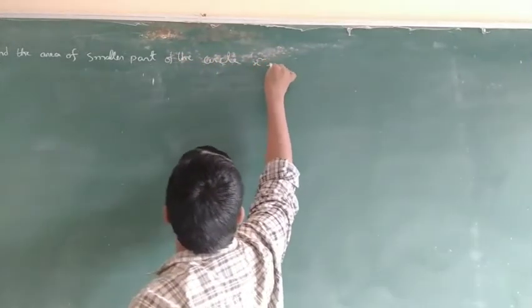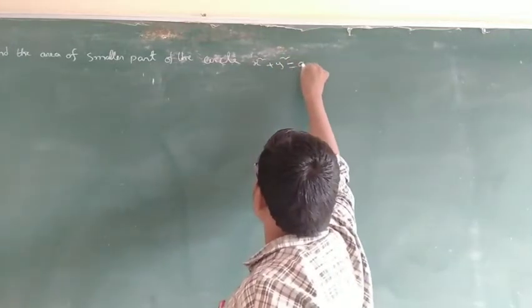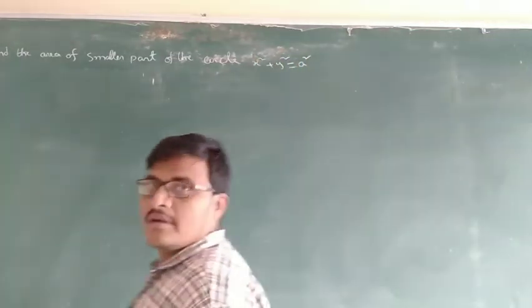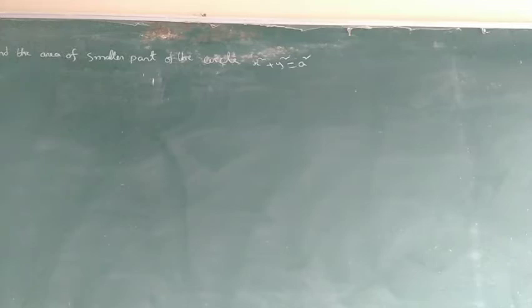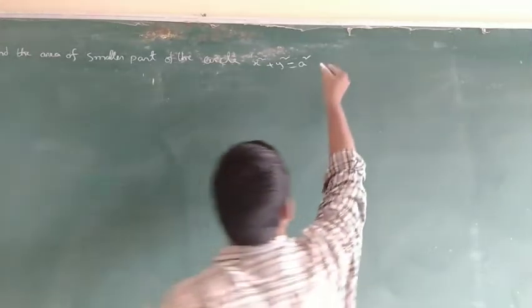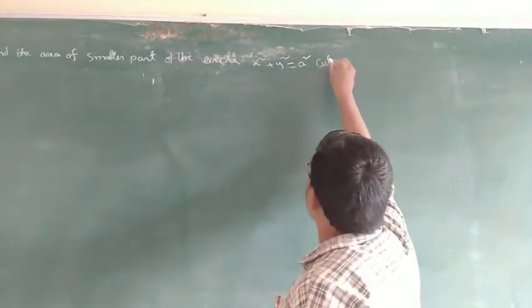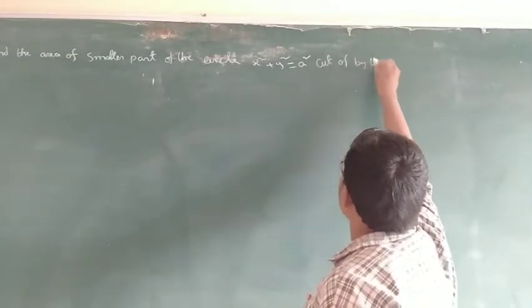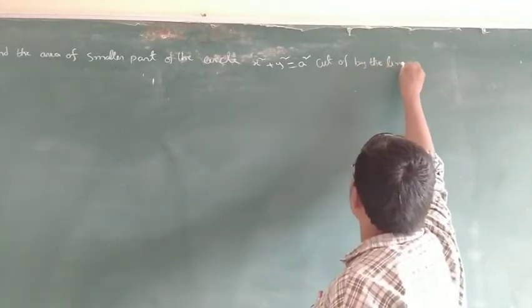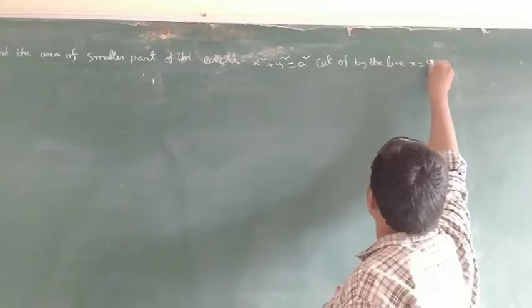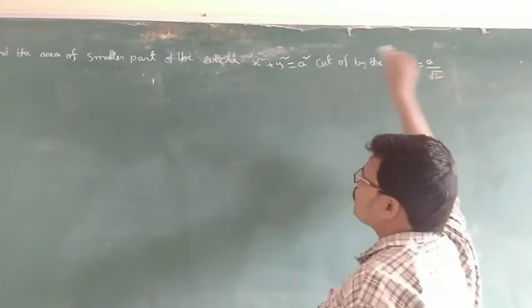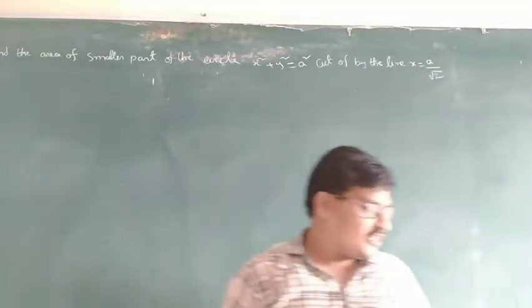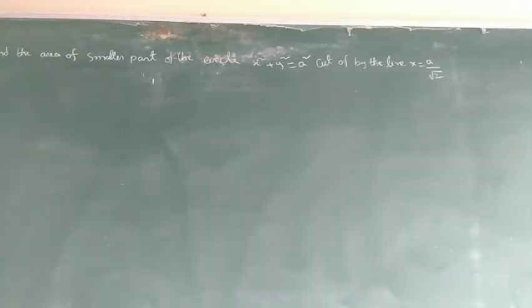x square plus y square is equal to a square, the circle, cut off by the line x is equal to a by root 2. Find the area of the smaller part.